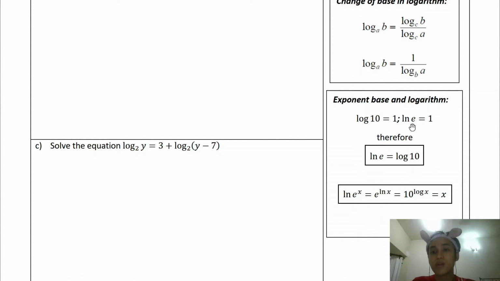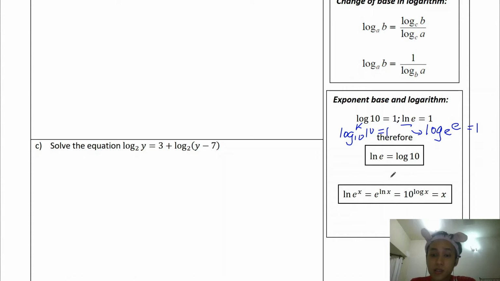Log 10 equals 1, ln e also equals 1. The reason being, remember we say ln is also the same as log e? So technically if you write log e, same number, that's why it equals 1. Log 10 is also the same thing, because when we write it like this it is referring to log base 10. If we don't have a base number here, it's referring to base 10. So log base 10 of 10 equals 1. So ln e is also equivalent to log 10.